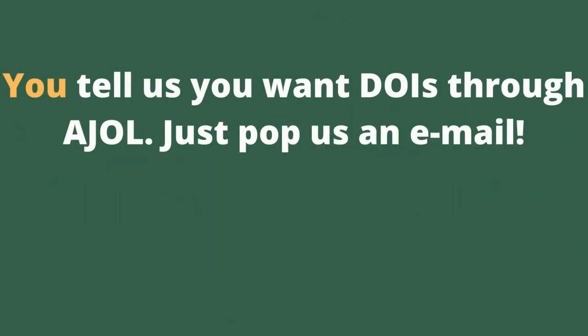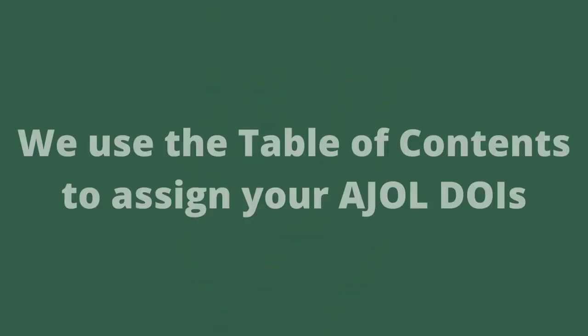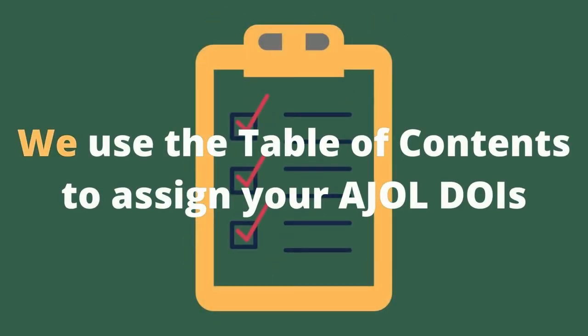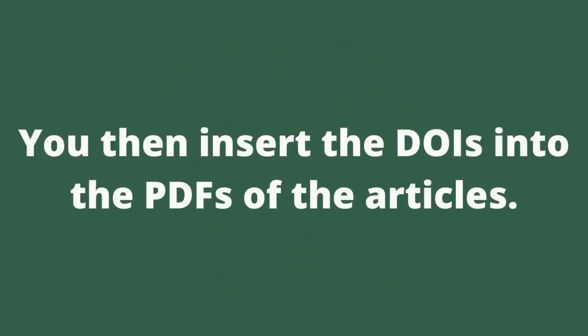You tell us you want DOIs through AJOL, just send us an email. Simple. Then send us the final, and we mean the final, table of contents for the forthcoming issue. Thirdly, we use the table of contents to assign your DOIs. Then send it to you, and then you insert the DOIs into the PDFs of the articles.